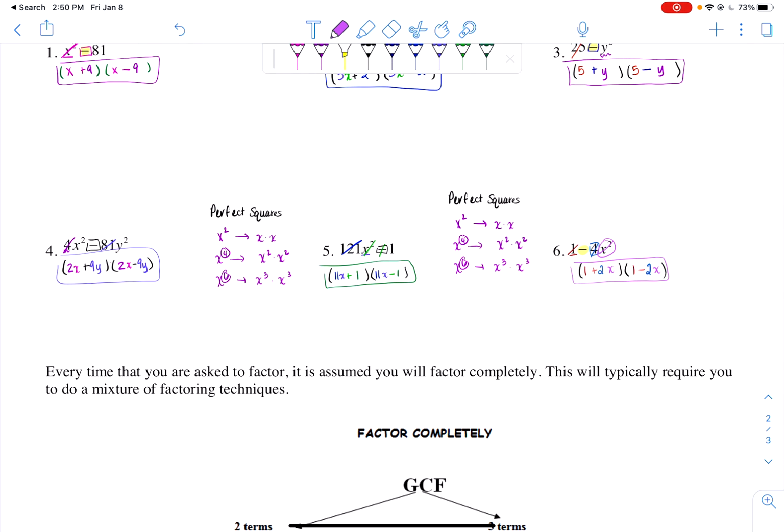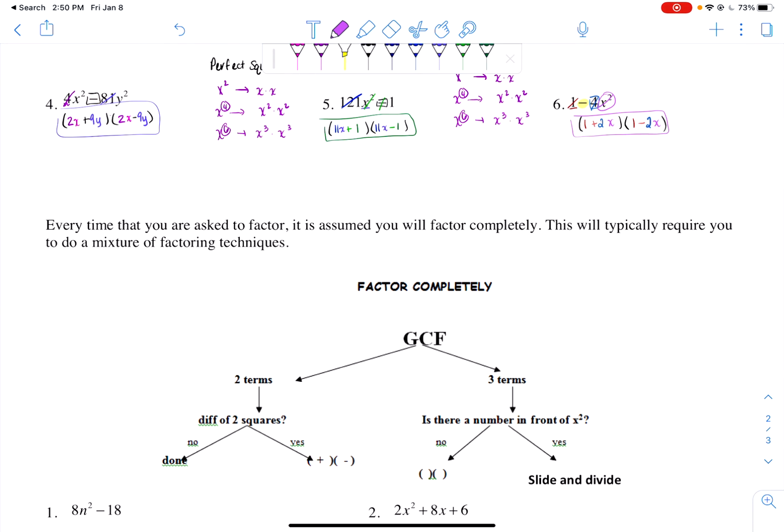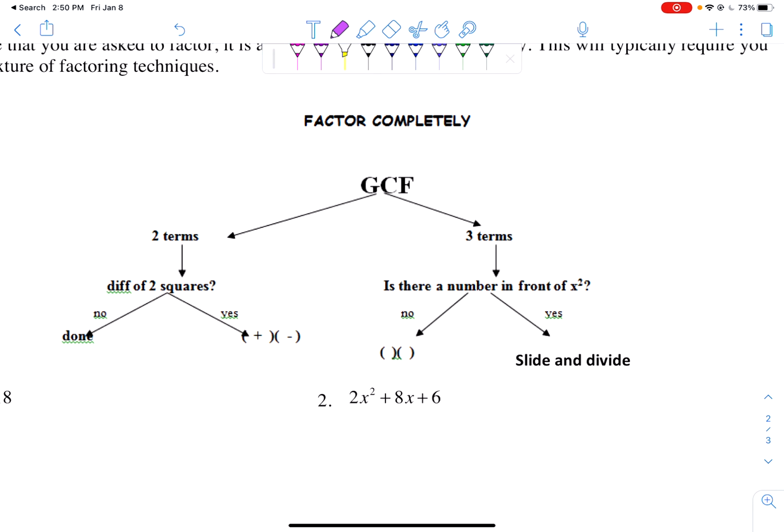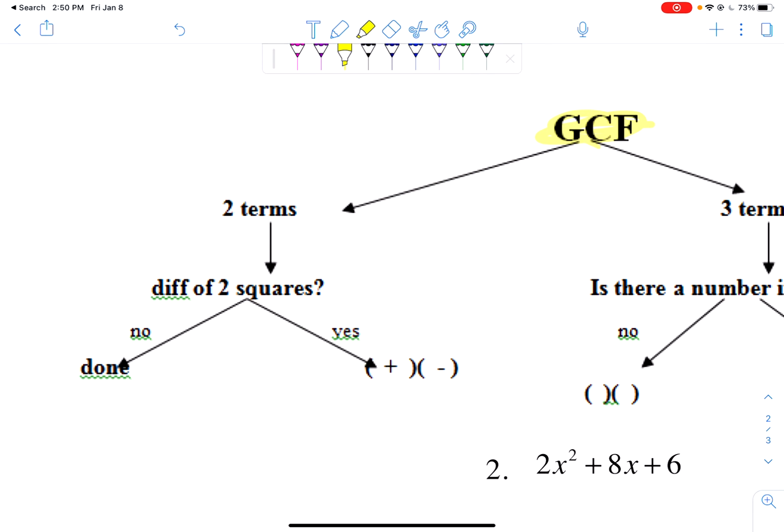However, every time you are asked to factor, it is assumed that you will factor completely. This will typically require you to do a mixture of our factoring techniques. So this is a nice little flowchart my friend Shelly put together. The first thing you do is you always find a GCF. And you have to ask yourself if you have 2 terms or if you have 3 terms. If you have 2 terms, ask yourself, is it a difference of 2 squares? If it's not, you're done.